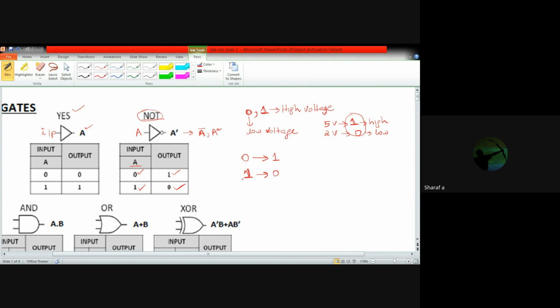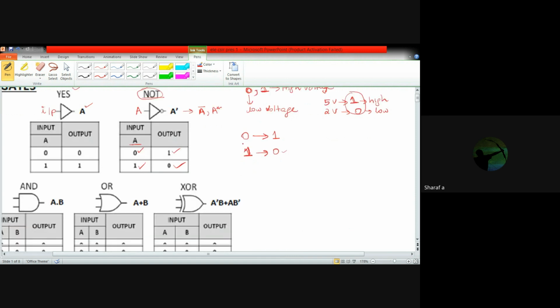Or if you are giving low voltage at the input, it will give you high voltage at the output. Or if you are giving high voltage at the input, it will give you a low voltage at the output. So this is the action of the NOT gate. It is just complementing the input. So if you have given 0, then it will give you 1. If you have given 1, it will give you 0. So that is the action of the NOT gate in a digital circuit.